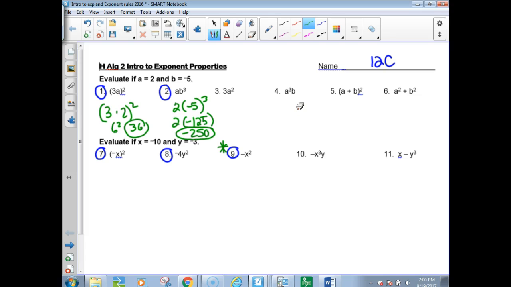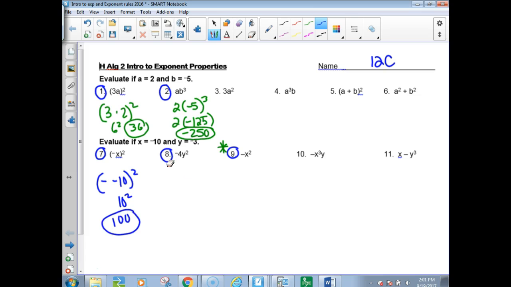I think that's probably enough of this. So let's move on to a few down here with evaluating with some negative numbers and all these crazy negatives and things in parentheses. Number 7, you're putting in -10 for x, which means you're doing the opposite of -10 squared. You apply the opposite to the -10, which gives you +10 squared, which is simply 100.